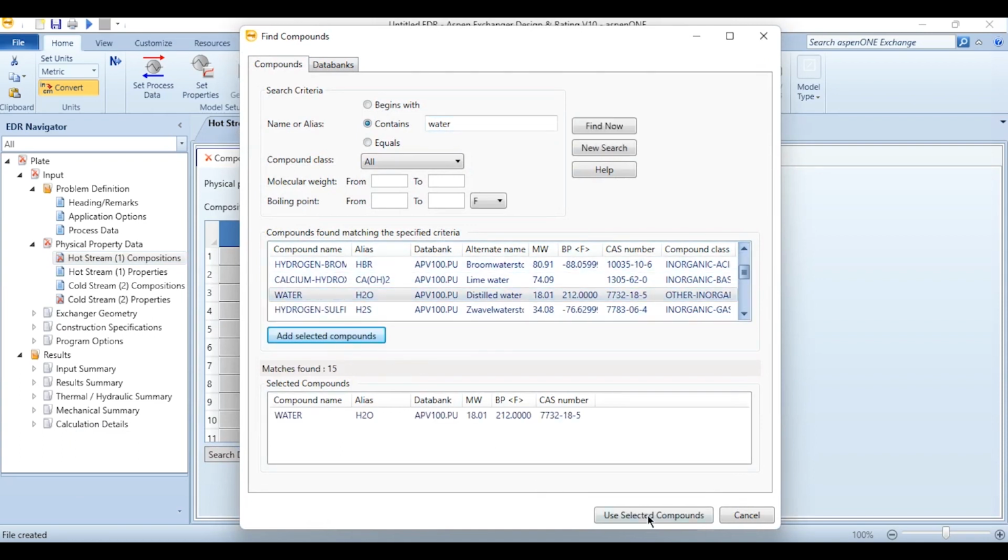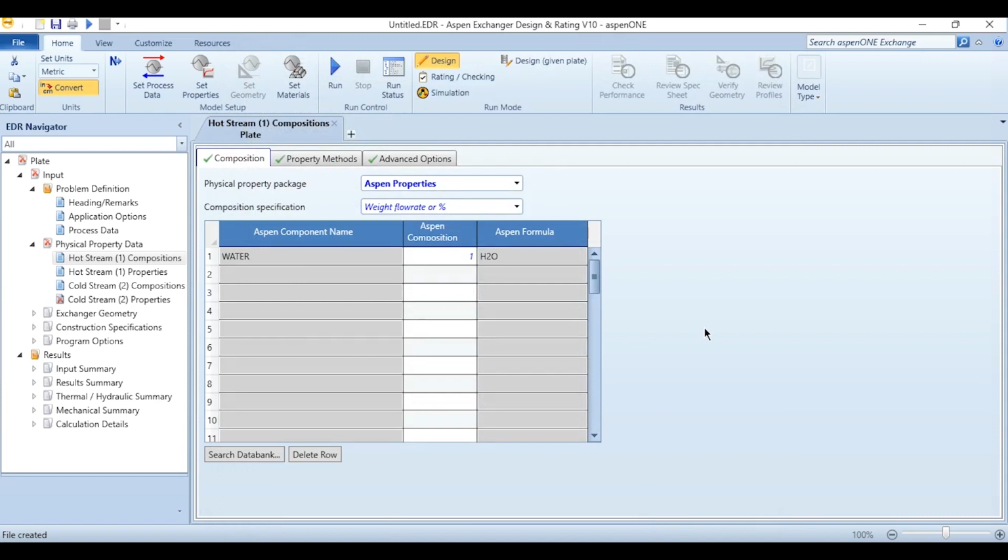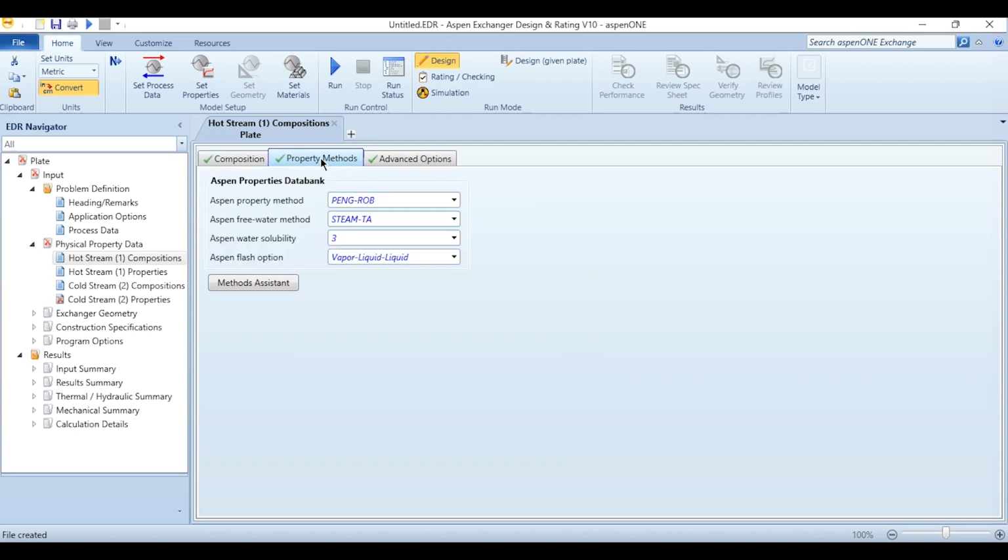Add selected component and use selected component. Since it's a single component, water, which will be used for the water side and for the steam, either weight fraction, mass fraction, or mole fraction, all will be 1. And in property method, we will go here and select steam NBS.